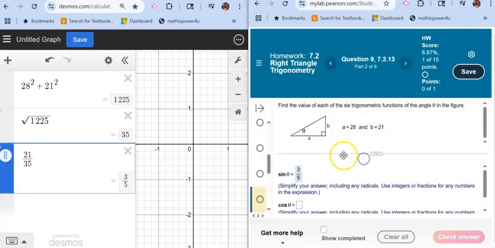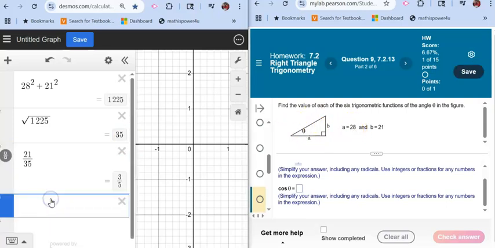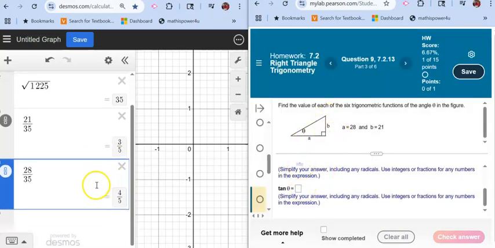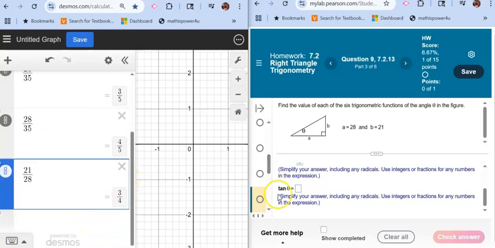Then I can do the same thing for the cosine. Cosine is adjacent over hypotenuse, so that's the 28 over 35. Same thing, click that button to change it to a fraction, so that's 4/5. And then tangent is opposite over adjacent. I didn't need to find the hypotenuse to do tangent. It is B, 21, over A. So once again, click the button to change it into a fraction. So there's 3/4, that's tangent.